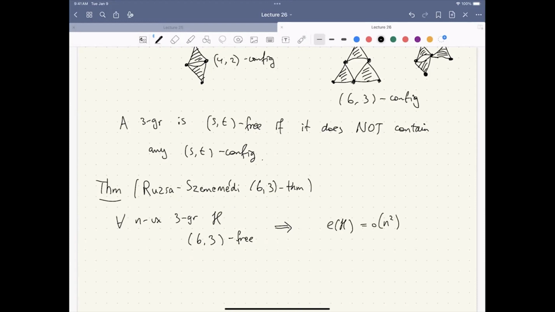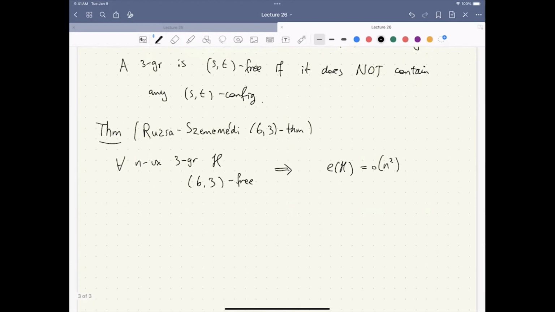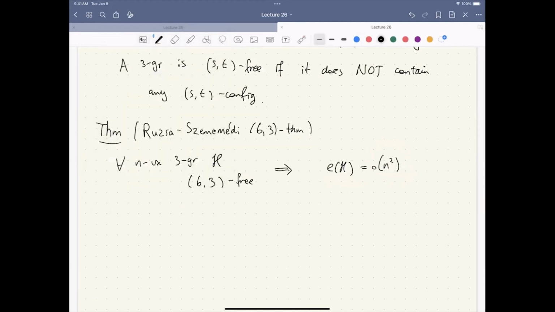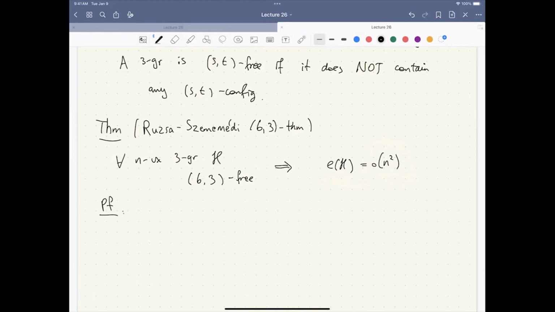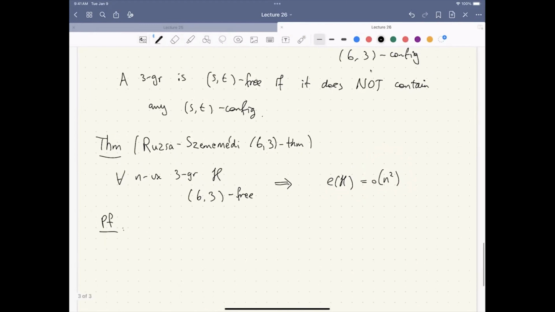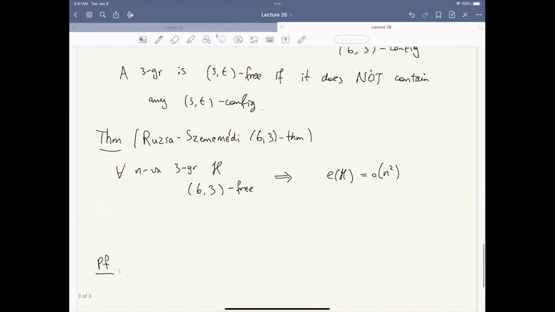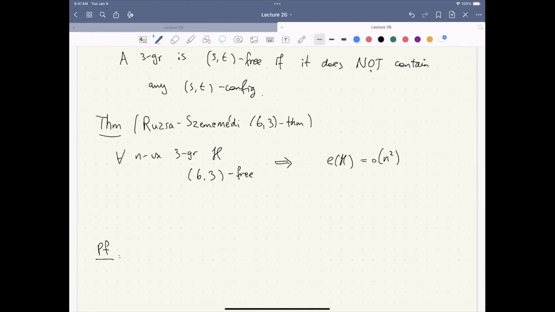We will see in a little bit, after we give a proof of this, that this little o of n squared is fairly tight. There's a lower bound that's almost quadratic in n. So let's first see the proof of the (6, 3) theorem. Before I give the proof, here's a remark. I'll leave it as an exercise.